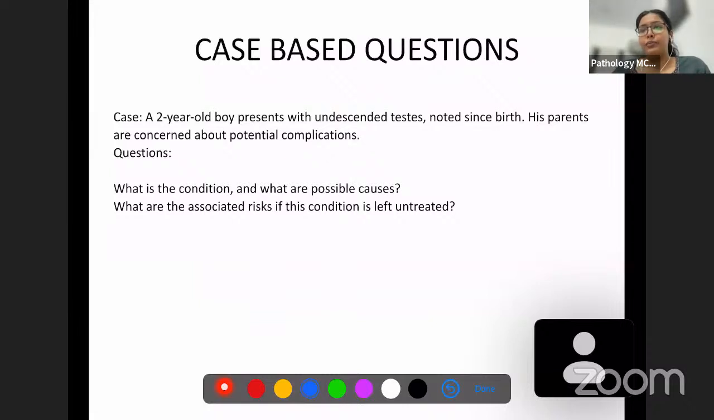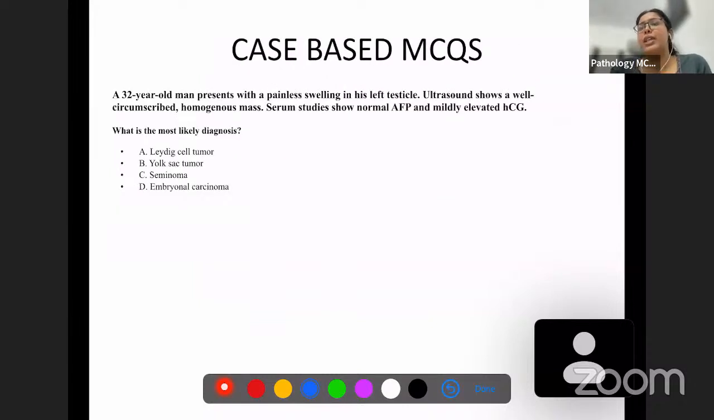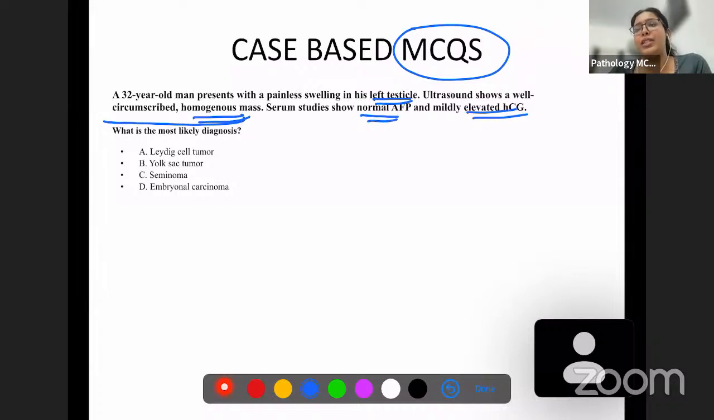Okay, done. Now we'll discuss some case-based MCQs. First, this question says a 32-year-old man presented with painless swelling in his left testicle. He has a well-circumscribed homogeneous mass. Everything is fine. Serum study shows normal AFP and mildly elevated HCG. Now this is a trick question for you.